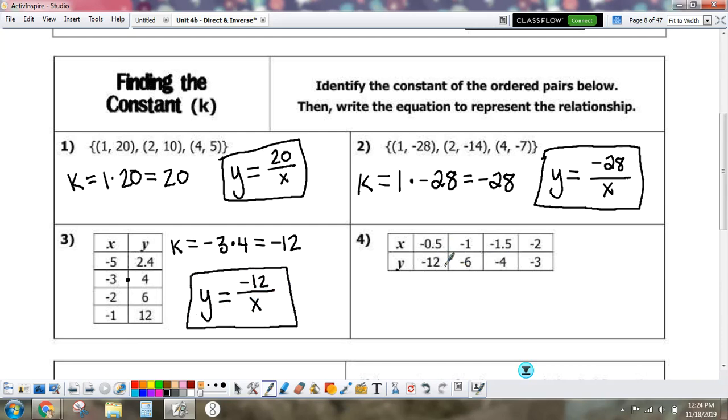Number 4, same idea. You can multiply by the decimals if you want. You definitely should to check your answer, but to initially find your answer, you don't have to. I'm going to use these two right here. So I'm going to use my constant equals negative 1 times negative 6. And a negative times a negative is a positive, so I get 6 as my answer. And if I check all of these other ones, I will in fact get 6 as my answer. So my equation is y equals our constant 6 divided by x.